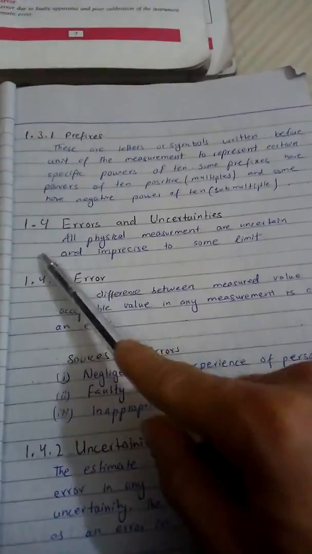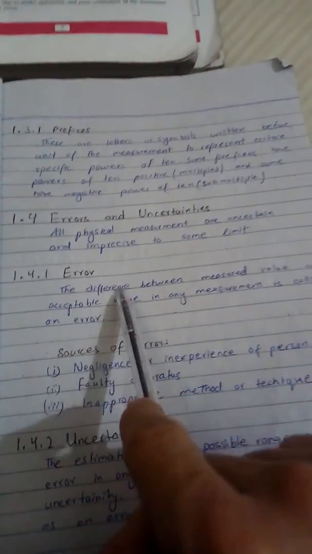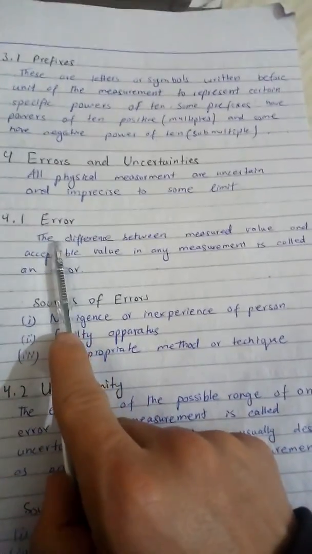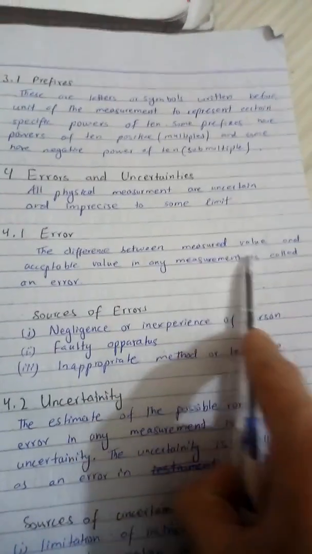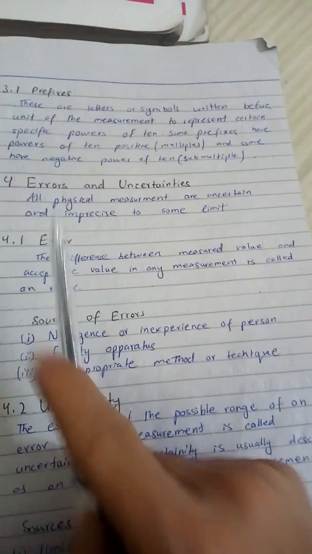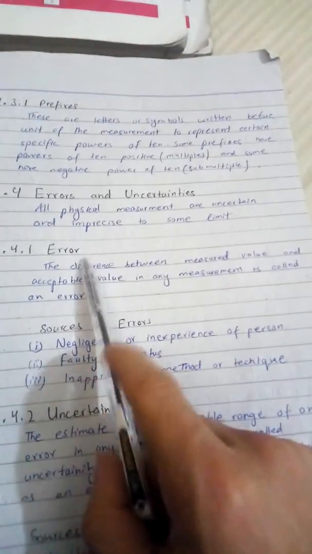There is the subtopic of this, 1.4.1 error. What is error? Error is basically called a mistake, but physics states that the difference between the measured value and the acceptable value in any measurement is called error. Remember, the difference between the measured value and the acceptable value is called error.